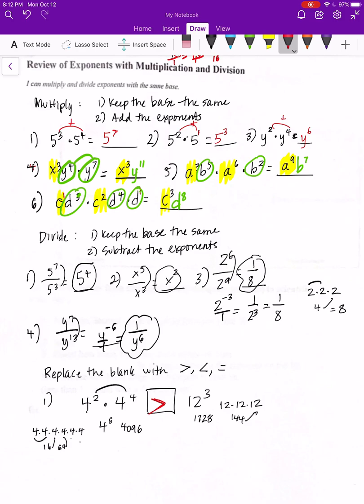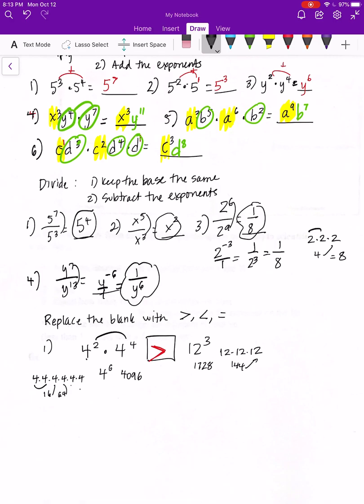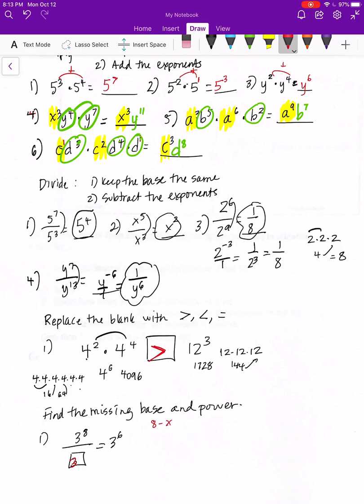And the other thing you can expect to see is find the missing base and power. So that might be something like this: 3 to the 8th over blank equals 3 to the 6th. So keep the base the same. Keep the base the same. And 8 minus what is going to give you 6? And hopefully you said 2. This would be 3 to the 2nd power.